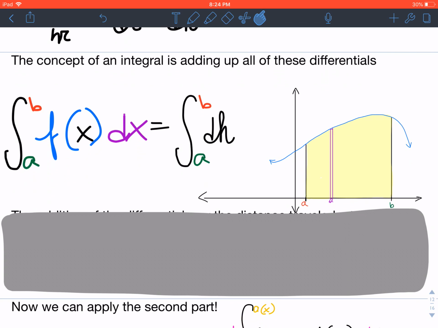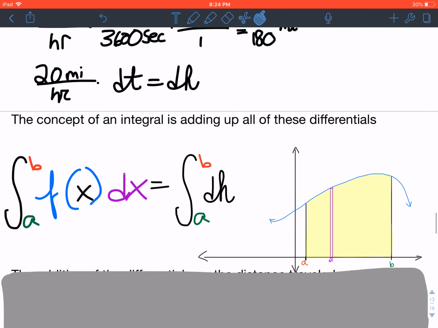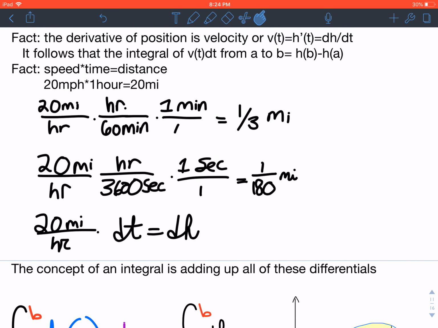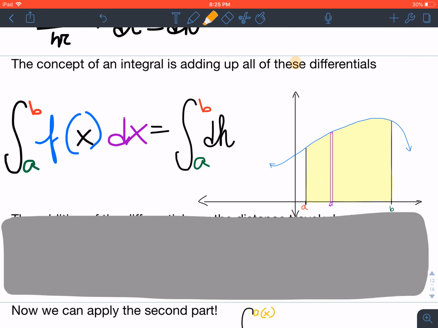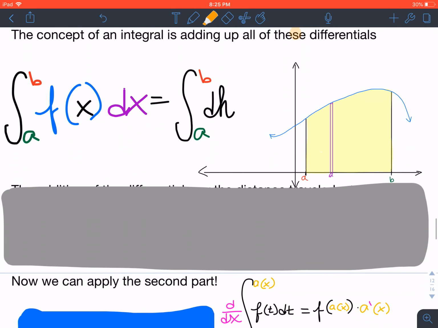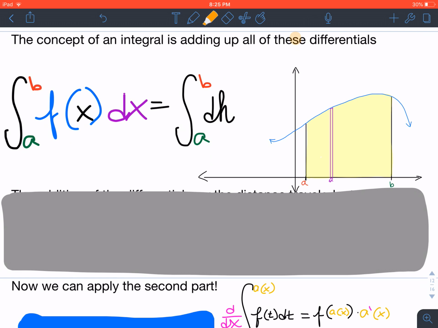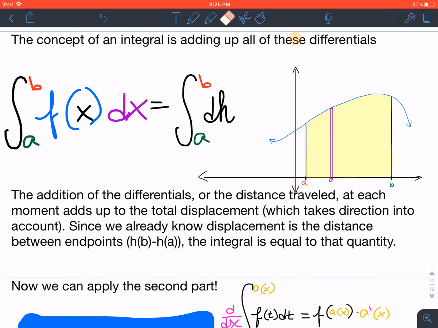So, like I said earlier, the concept of an integral is adding up all these differentials. So in this case, the speed here is the v of t, the velocity, and then the time is just the time. So this dt and this v of t, or whatever we want to call the function, is this integral. So we have f of x, or v of t, times dt equals the integral of dh. And that's just the same thing as saying if you add up all of the differentials of the distance you've traveled, then that adds up to the total distance you've traveled, or in this case it would be displacement, because velocity takes direction into account.